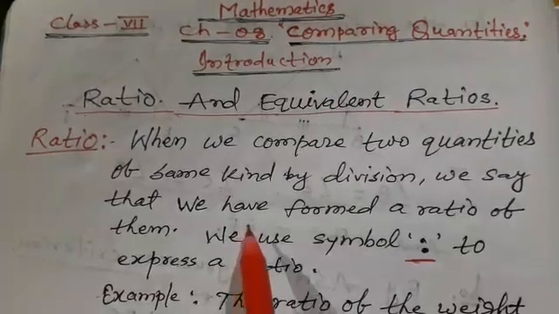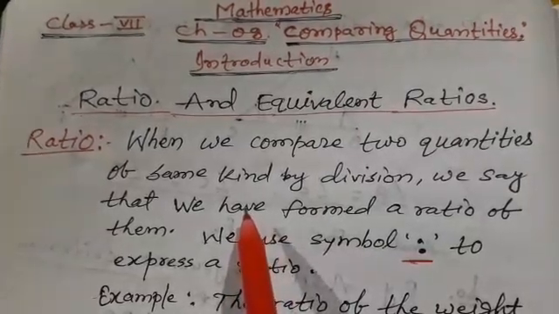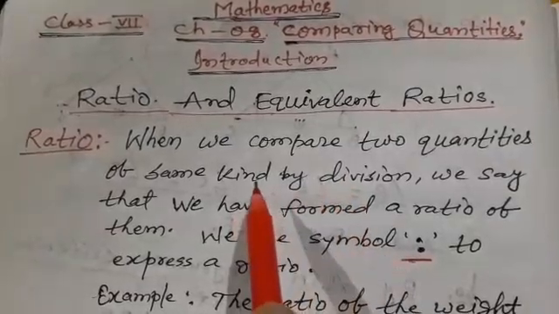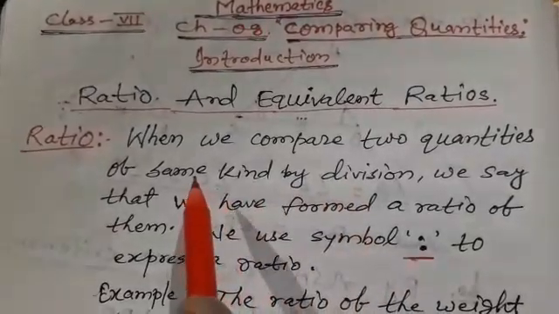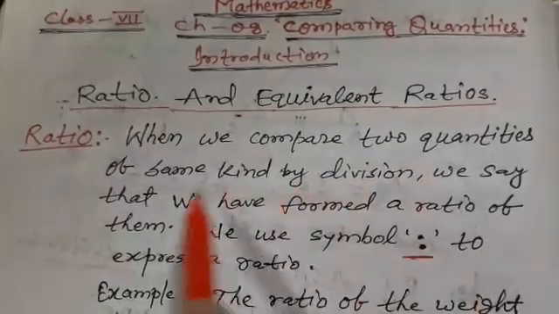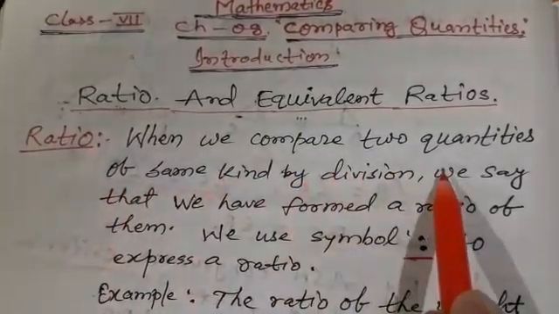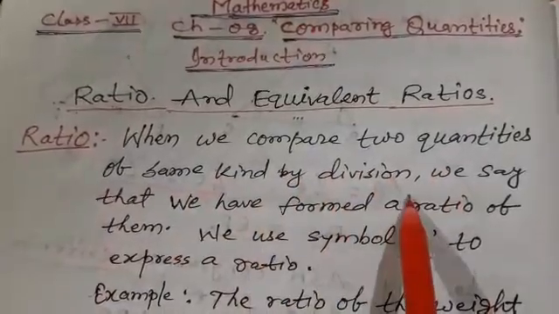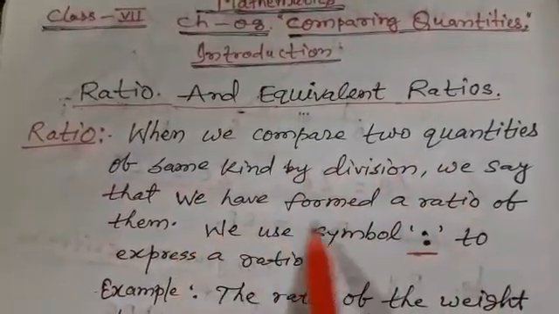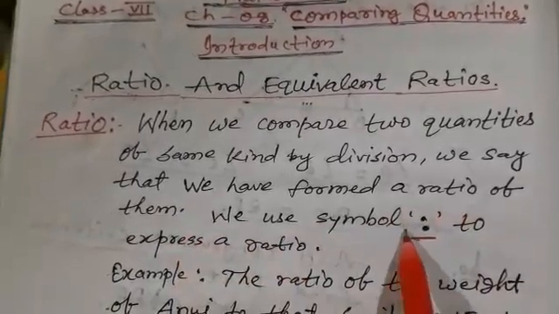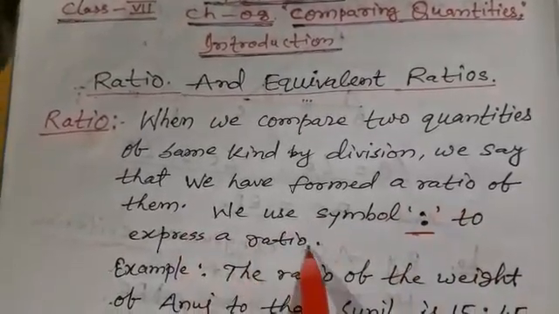Dear students, this is the introduction part of Chapter 8, Comparing Quantities. In this chapter, we will learn about ratio and equivalent ratios. What is a ratio? Dear students, when we compare two quantities of the same kind by division, we say that we have formed a ratio of them. We use this symbol to express a ratio.